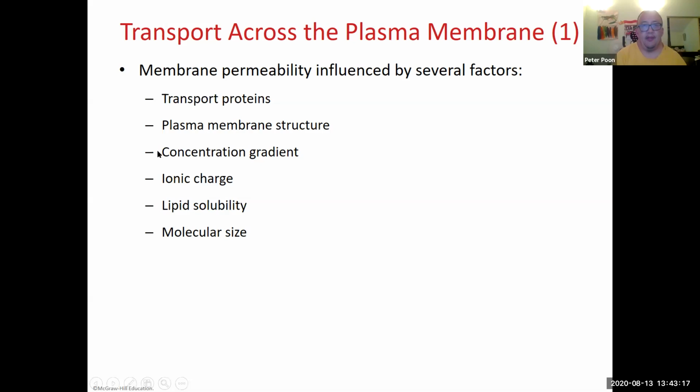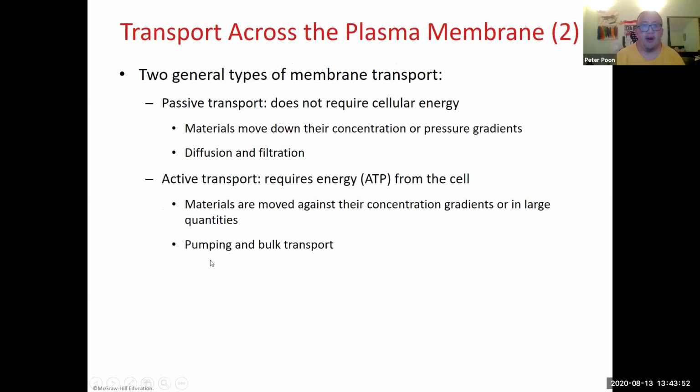Membrane permeability can be influenced by certain factors, such as transport proteins. An example of this would be aquaporin. Aquaporin transports water. If you express this gene, you can get pores that allow you to transport water. You can have sugar transporters that transport sugar, etc. The other stuff you can read through yourself.